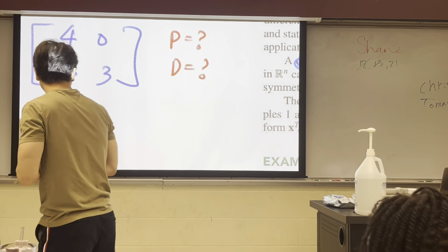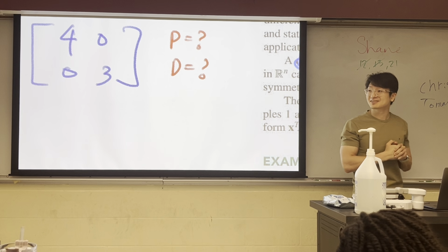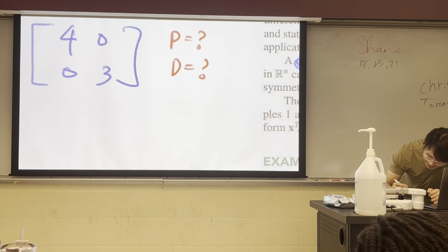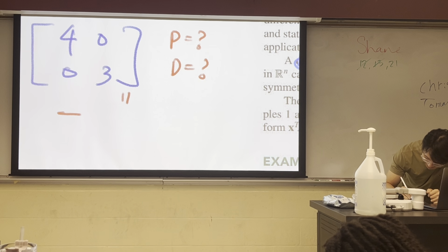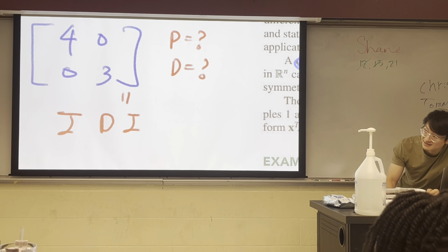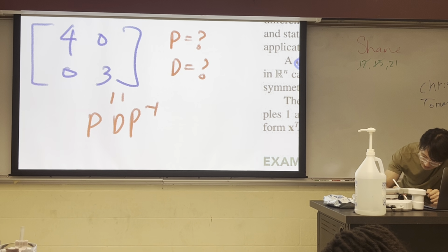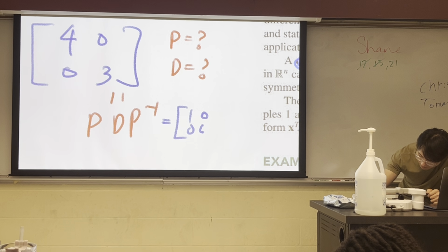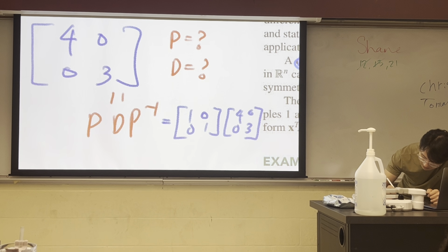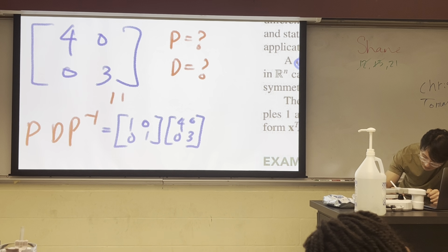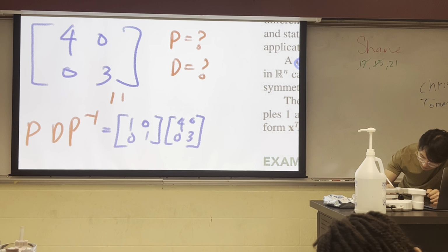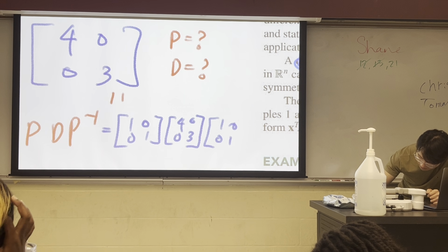Okay. So what is P inverse? The transpose. But still identity, right? So basically what you did is I, D, I. P, D, P inverse, but essentially this is 1, 0, 0, 1, and then 4, 3, 0, 0. And that is 1, 1, 0, 0, 1.